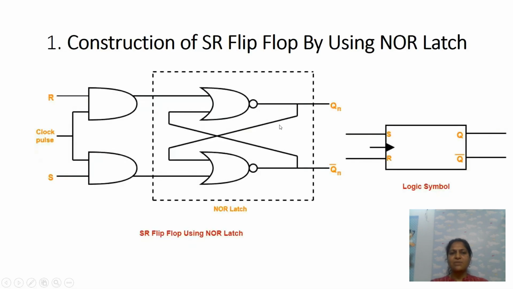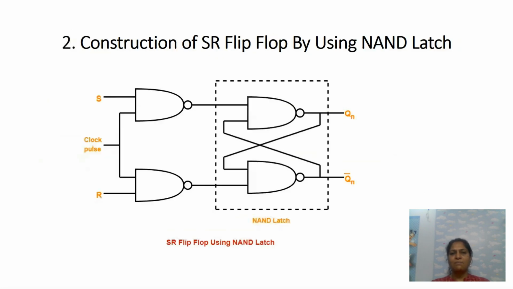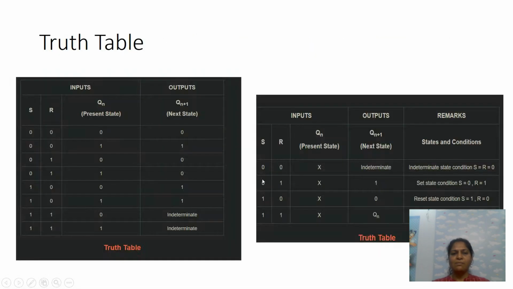Now the construction of the SR flip-flop using a NOR latch. Here we are using a NOR latch, and the two input gates are AND gates. This is the SR flip-flop, where we are applying a clock pulse. This is the logic symbol for the flip-flop. Similarly, we can construct it using a NAND latch. So the truth table, we will say the simplified truth table.